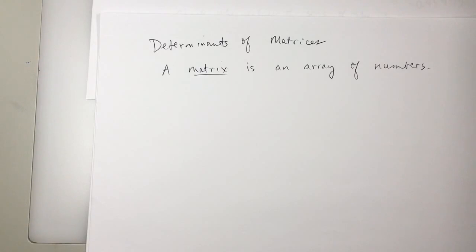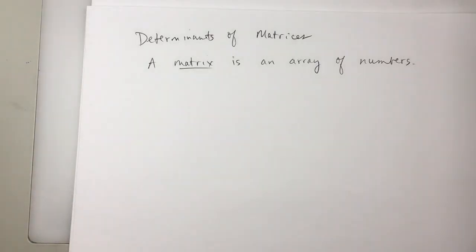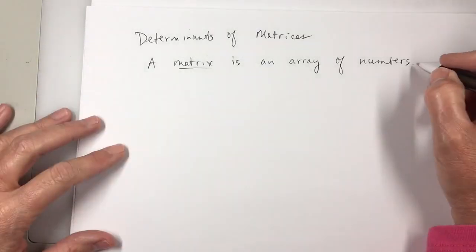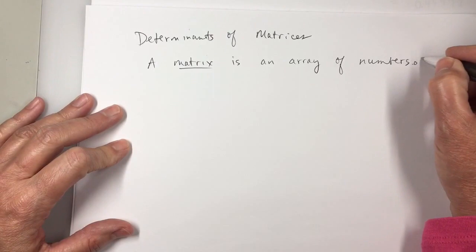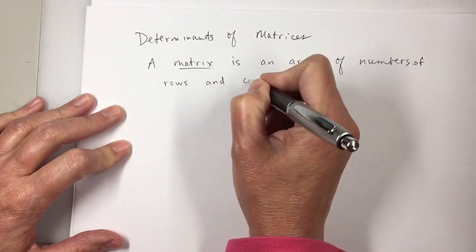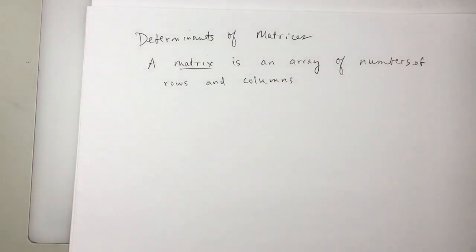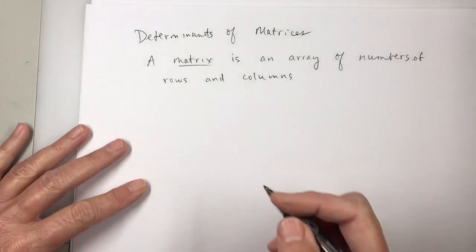You might find a more formal definition in a math book, but an array of numbers. And I can have rows and columns. Now it's okay if there's one row or one column. So while I said rows and columns, it could be singular. And when you find a determinant, you find the determinant of a square matrix.